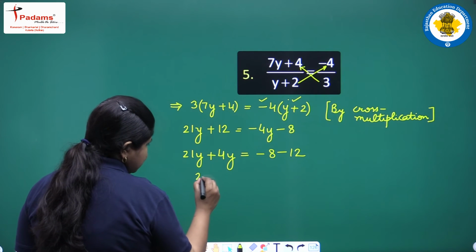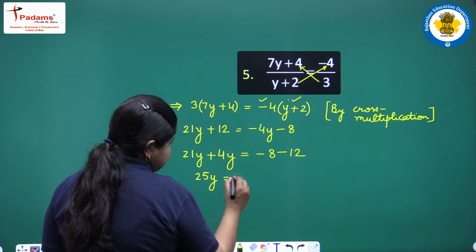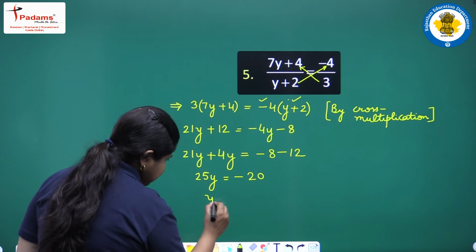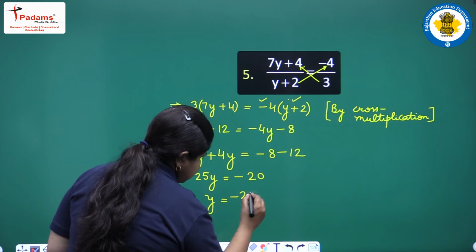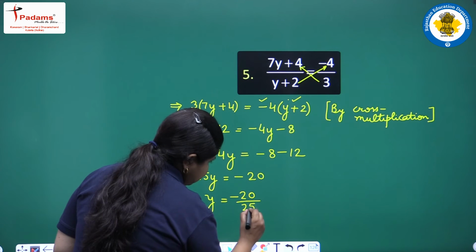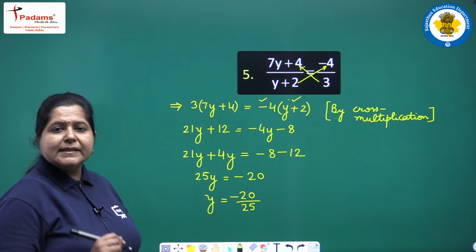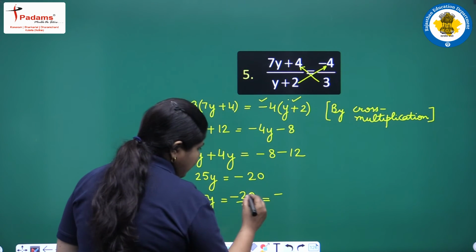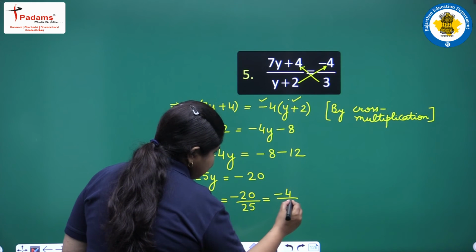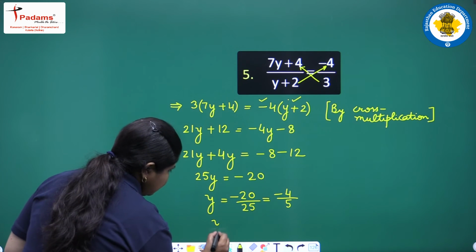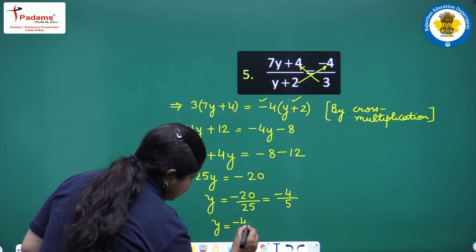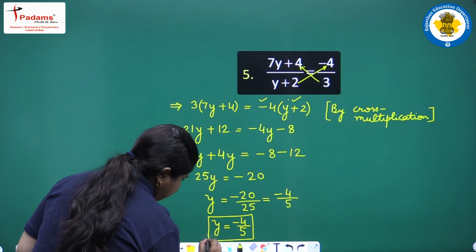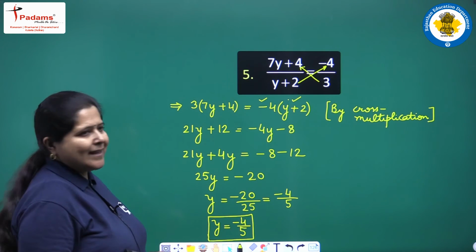21 plus 4 gives us 25y, and -8 -12 will be -20. This gives us y equal to -20 upon 25. Again these both numbers are divisible by 5, so we can write it as -5 4s is 20 and 5 5s is 25. So we get the final answer y equal to -4 upon 5. This is the solution of this equation.